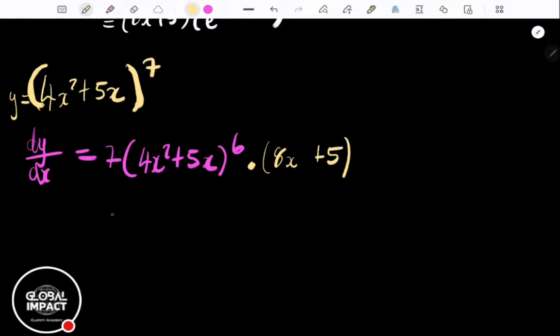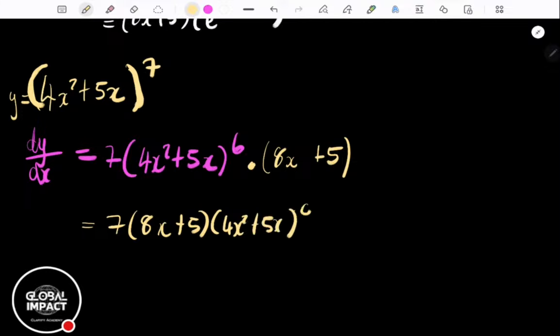So this is what we'll be having. And we'll actually have 7 multiplying 8x plus 5, and this is multiplying 4x squared plus 5x to the power of 6. This is what you have. This is your derivative. That's how you get it.